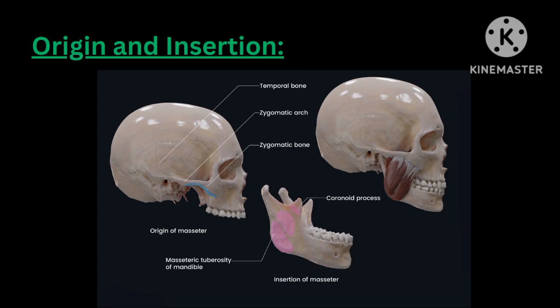Superficial head, which is larger, originating from the zygomatic arch or cheekbone and inserting into the lateral surface of the mandibular angle. Deep head, which is smaller, originating from the deep part of the zygomatic arch and inserting into the upper part of the mandibular ramus and coronoid process. Together, these fibers create a strong, powerful muscle that enables forceful jaw closure.